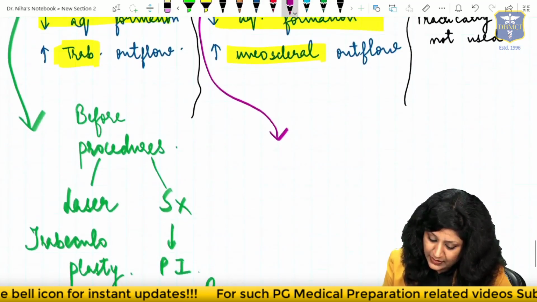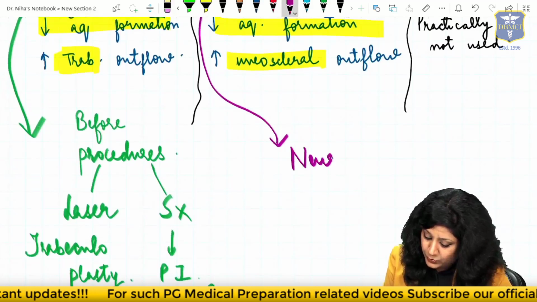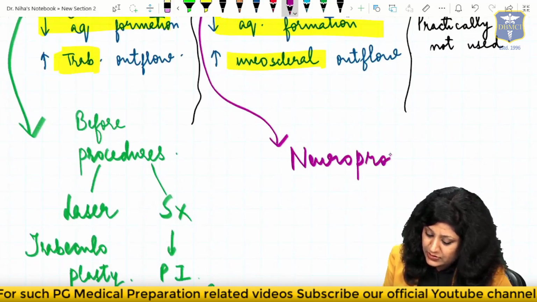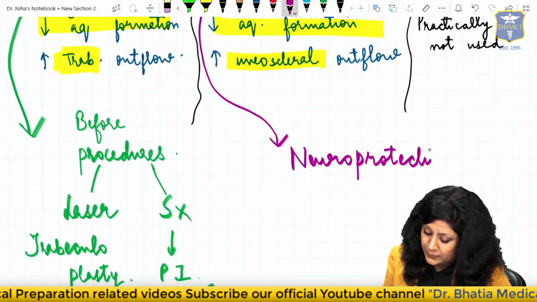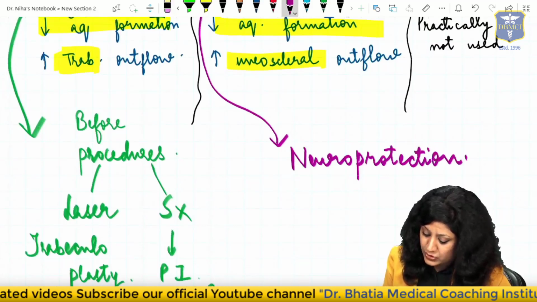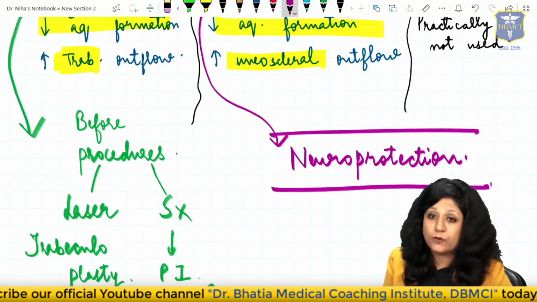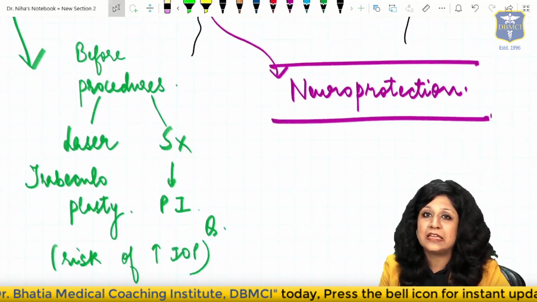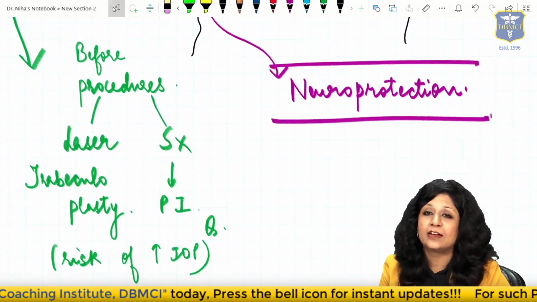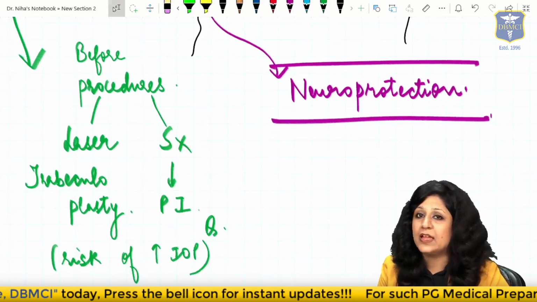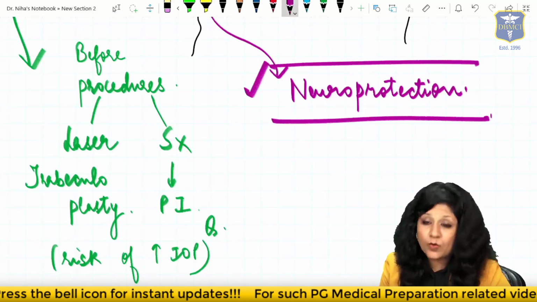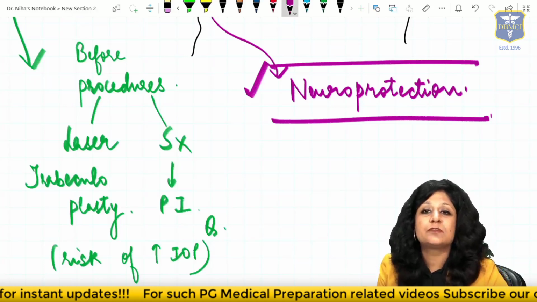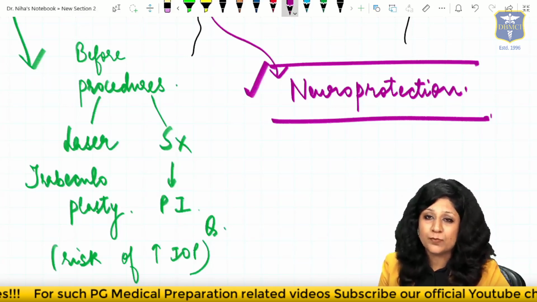While if you see this brimonidine, now this is a very important drug because this has a unique property of neuroprotection. And if you remember, what was the definition of glaucoma? It was the optic neuropathy characterized by retinal ganglion cell death by apoptosis. So obviously I want a drug that can actually give me neuroprotection. So this is a very important drug.